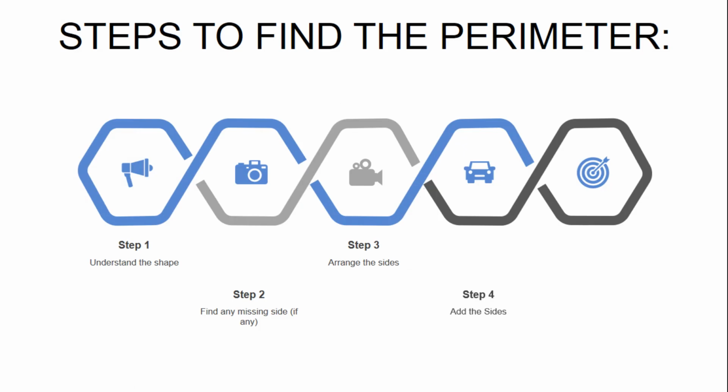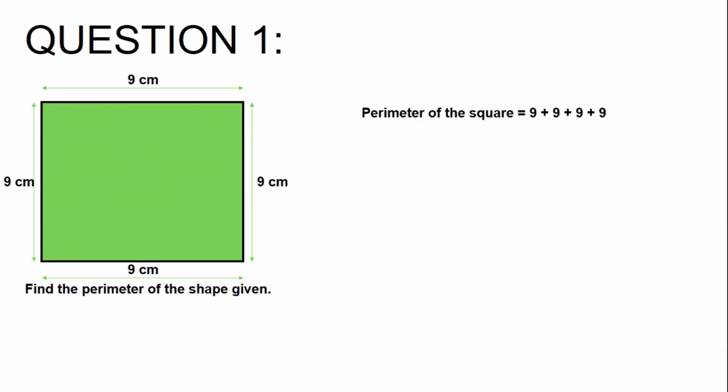Okay. Since we are finding the total length, we are going to add all of them and not subtract, nor multiply, nor divide. Okay. We are finding the total length, so we will add. So when we are adding, we know that 9 plus 9 is 18. 18 plus 9 is 27 and 27 plus 9 is 36.